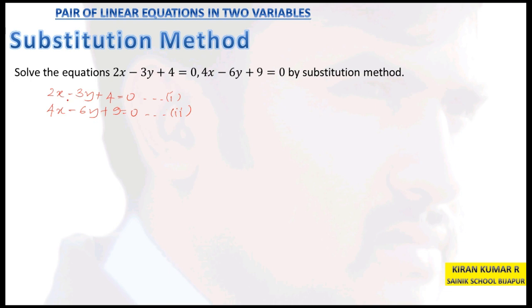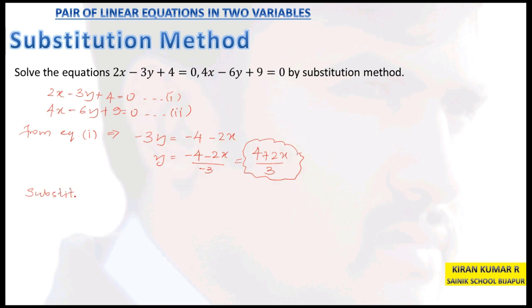Let me consider equation 1. From equation 1 we have negative 3y equal to negative 4 minus 2x. So the value of y will be negative 4 minus 2x upon negative 3. We can take minus as common and we get the value of y as 4 plus 2x upon 3. Now this value of y we are going to substitute in equation 2.